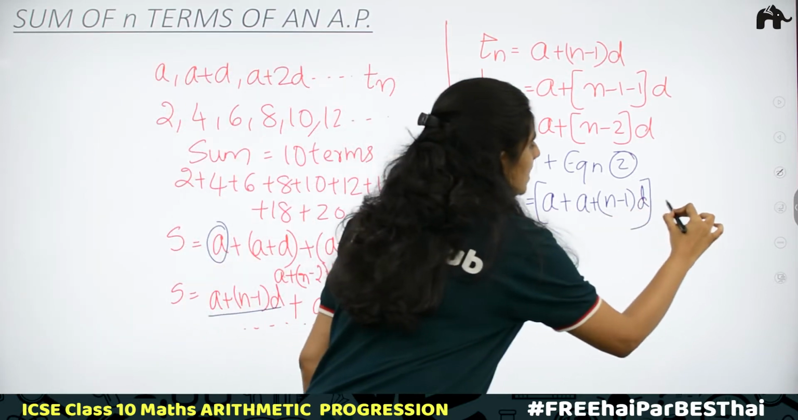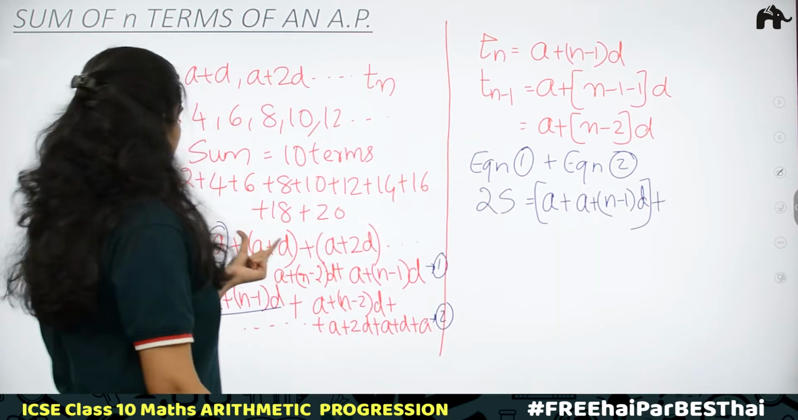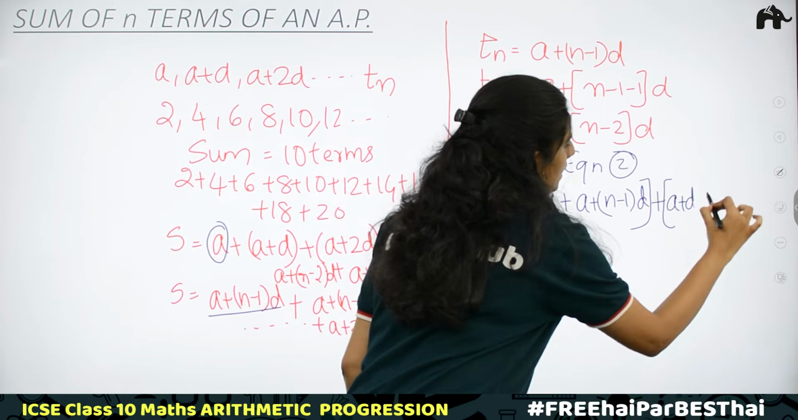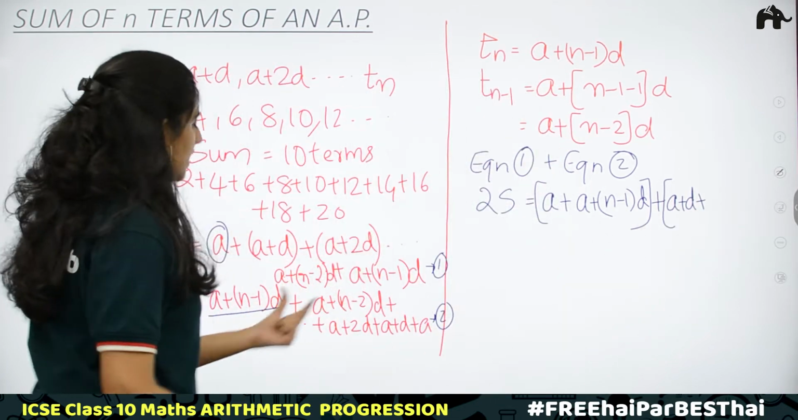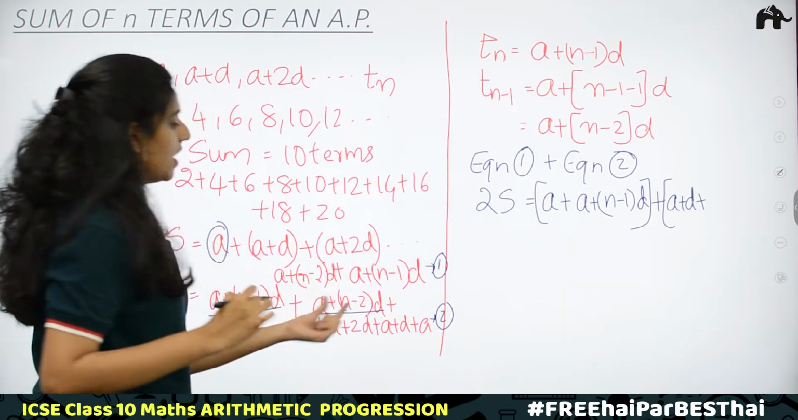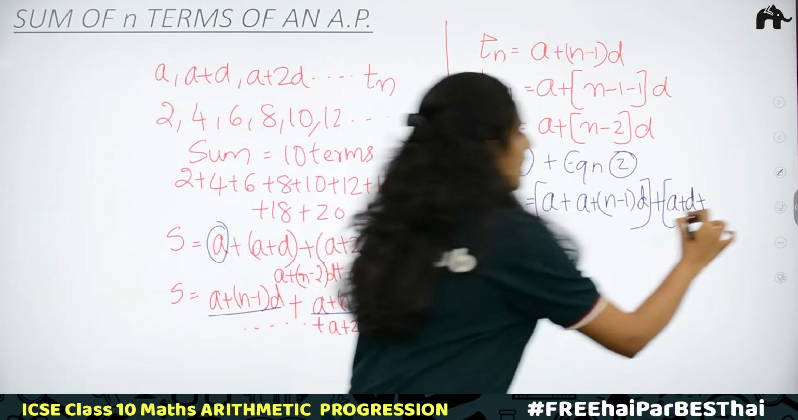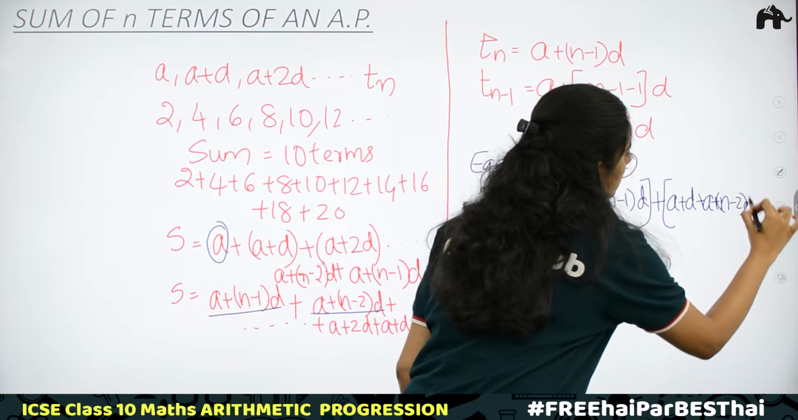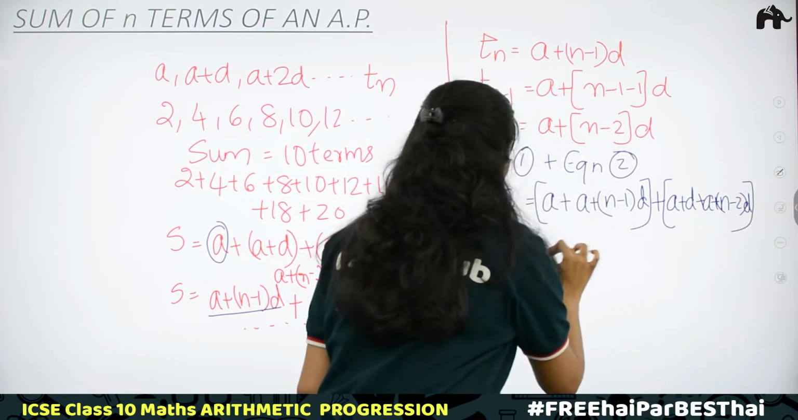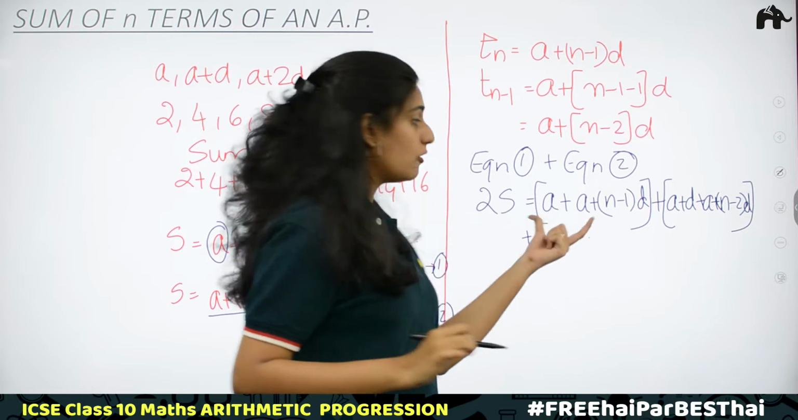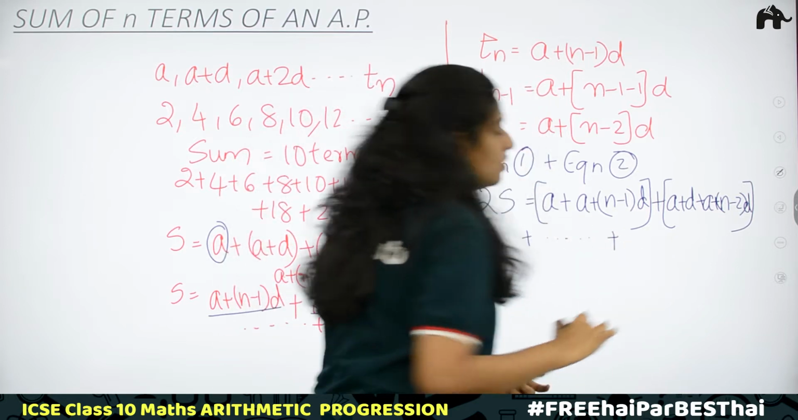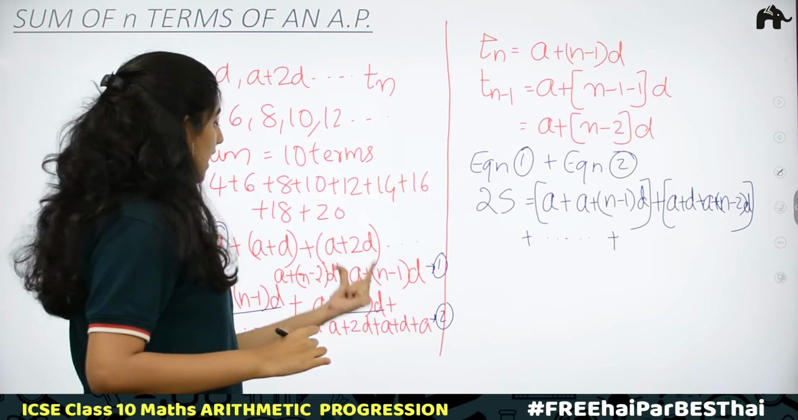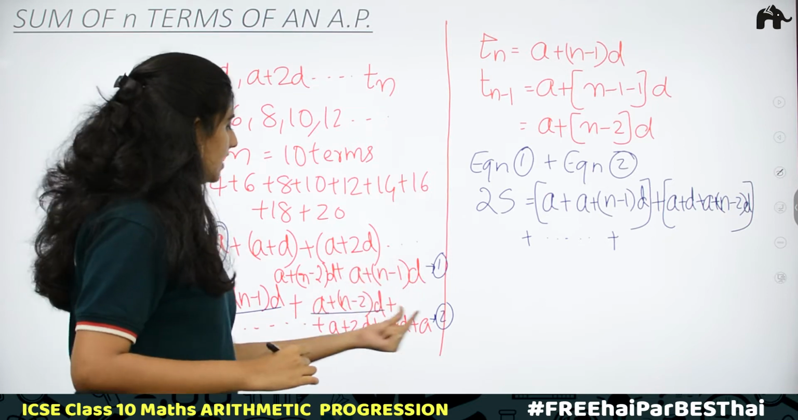Plus, what are the second terms? Here we have a plus d, and here what is the second term? a plus n minus 2 into d. Plus, etc. Then comes the sum of third terms, etc. up to, let us see, the nth term. Here, the nth term is a plus n minus 1 into d and here we have a.